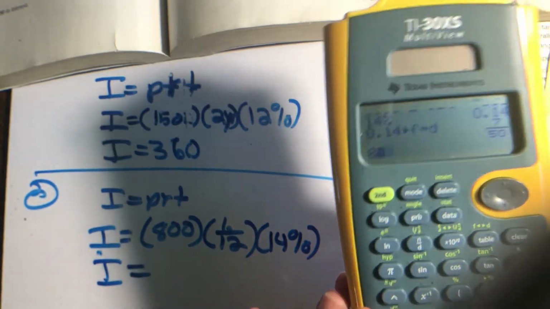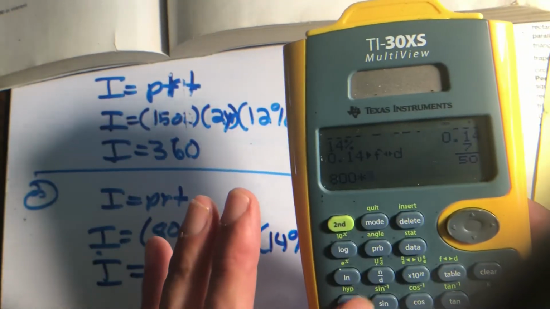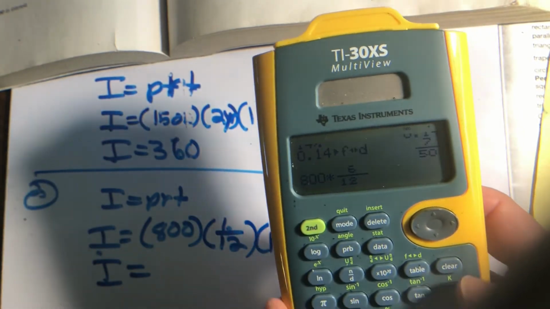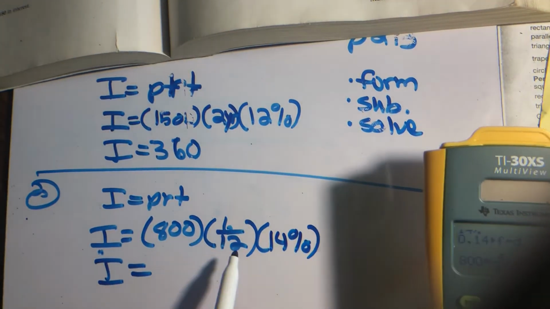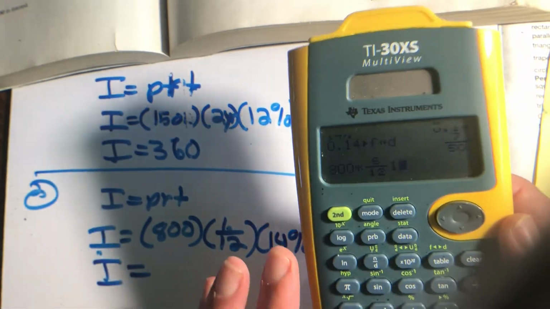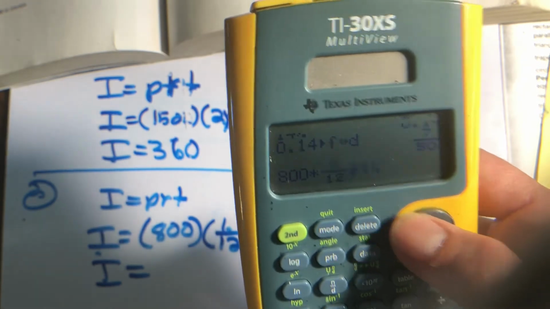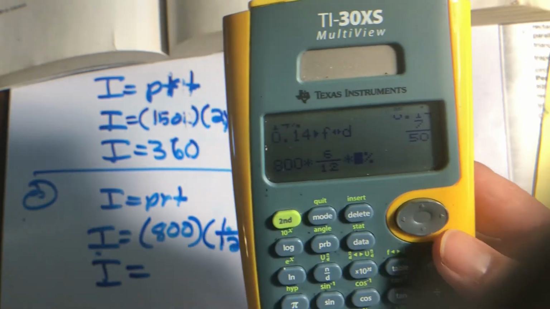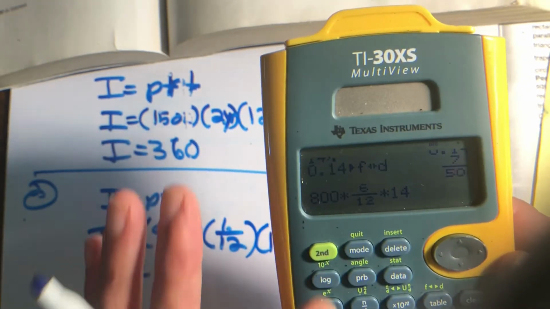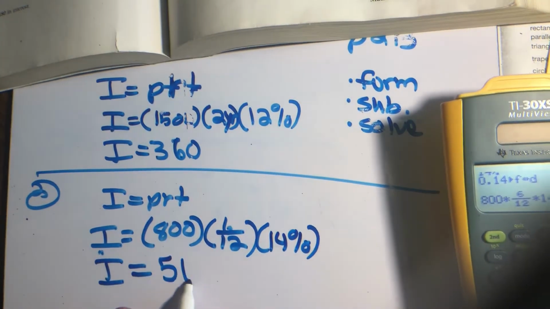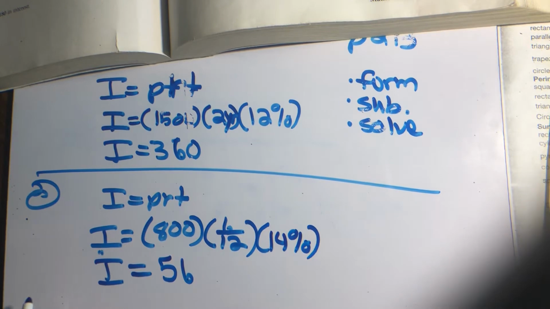So I got 800 times, now I want to put this as a fraction, 6 over 12. And of course, if you know that's half, you could put 0.5, that's fine. And then 14%, second open parentheses, and whoops. Okay, my interest is $56. Now that's just how much they earned in interest, not how much they paid back. So we just want to double check that.